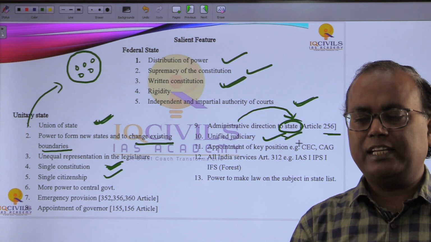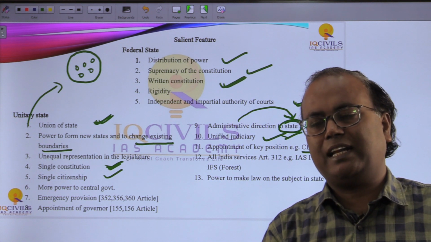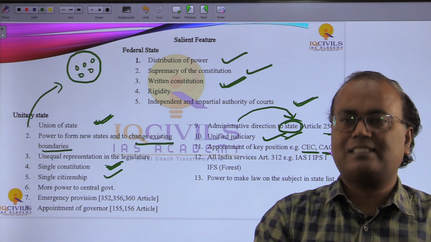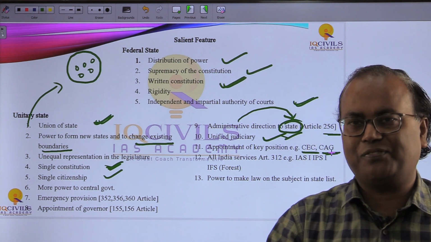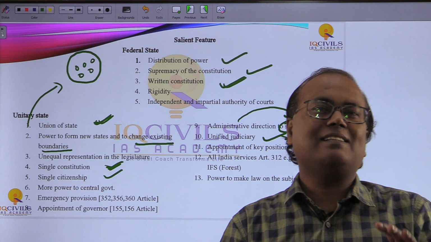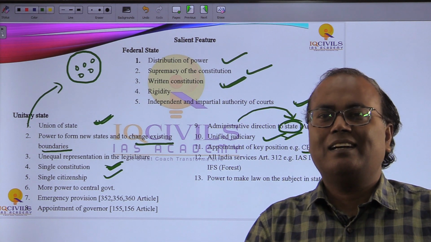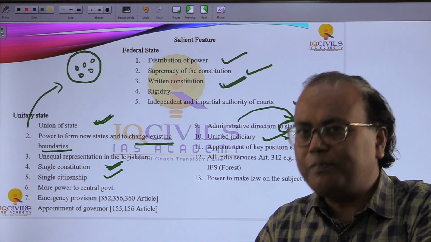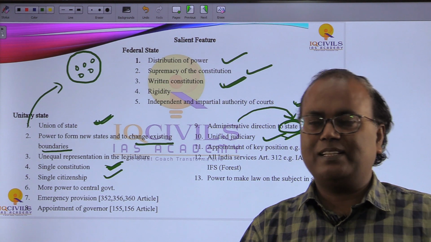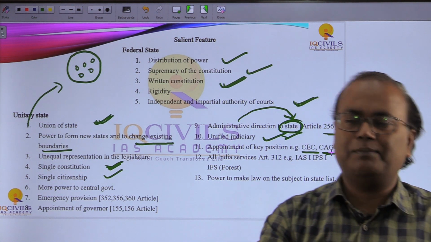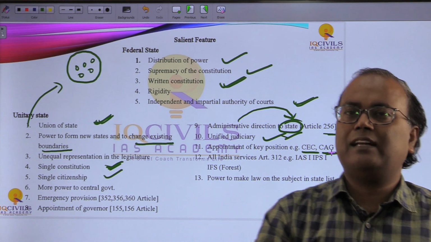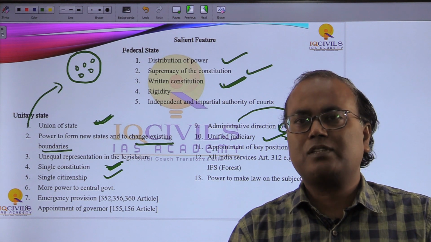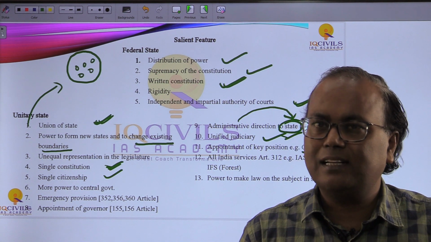Now, appointments to key positions like the Chief Election Commissioner and CAG are being done by the central government only, although through the President of India. But as you know, the President of India is just a titular head, just like a rubber stamp, and it is usually used by the Prime Minister and his Council of Ministers. And as you know, the Election Commission of India manages the election of the President, Vice President, Lok Sabha, Rajya Sabha, and the state legislatures also.